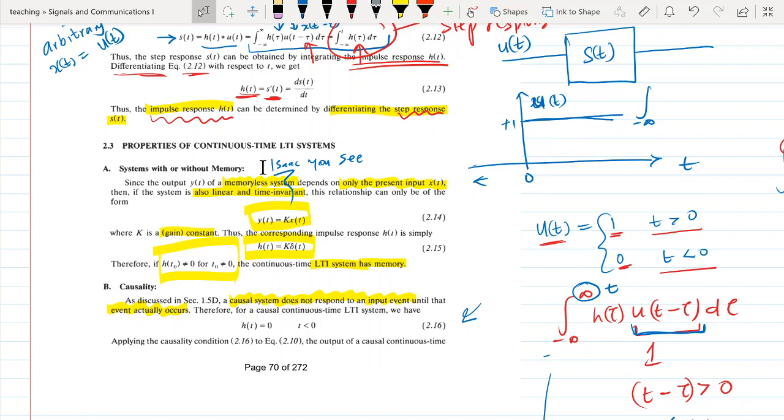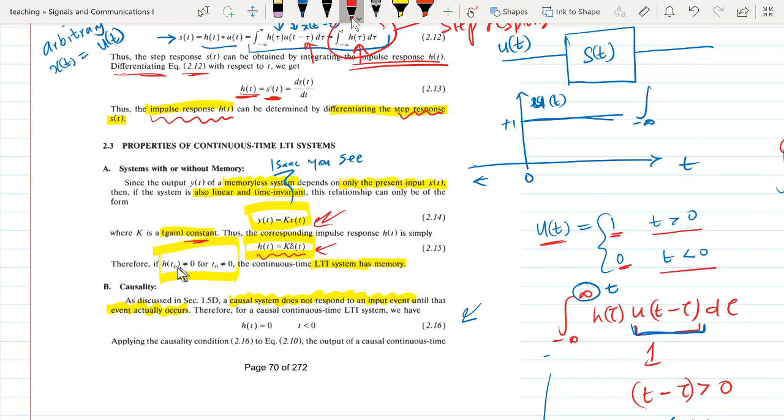It is saying that since the output y of t of a memoryless system depends only on the present input x of t, then if the system is also linear and time invariant, this relationship can be described to be of the form 2.14, as you can see at this point. Therefore, where k is considered to be a constant or gain, the corresponding impulse response h of t is simply said to be equal to k times the impulse. Of course, it's a gain that is sampled by our impulse response.